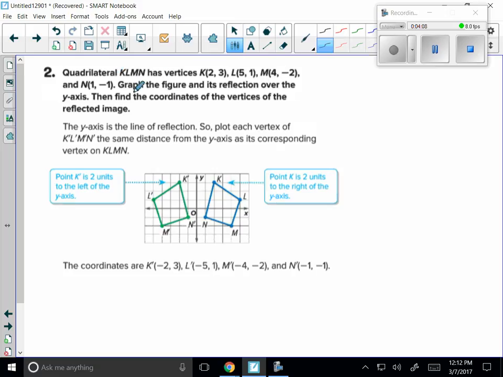They want you to graph the figure and then its reflection. Make sure you graph the original image. That's what it's asking for. And we are going over the y-axis.